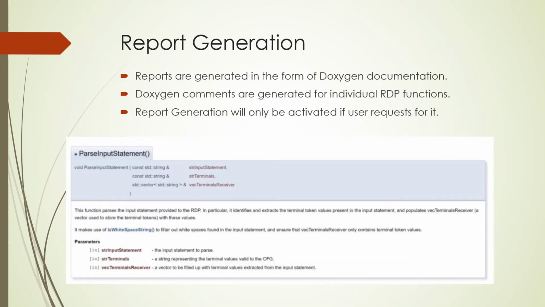The application can also generate detailed reports that explain the functionalities of the output RDP. These reports are generated in the form of Doxygen documentation, written in the RDP code. Students can use Doxygen to view the reports in the form of HTML pages. These reports will be valuable in helping students better understand the RDP functionalities and their relation to the input CFG.